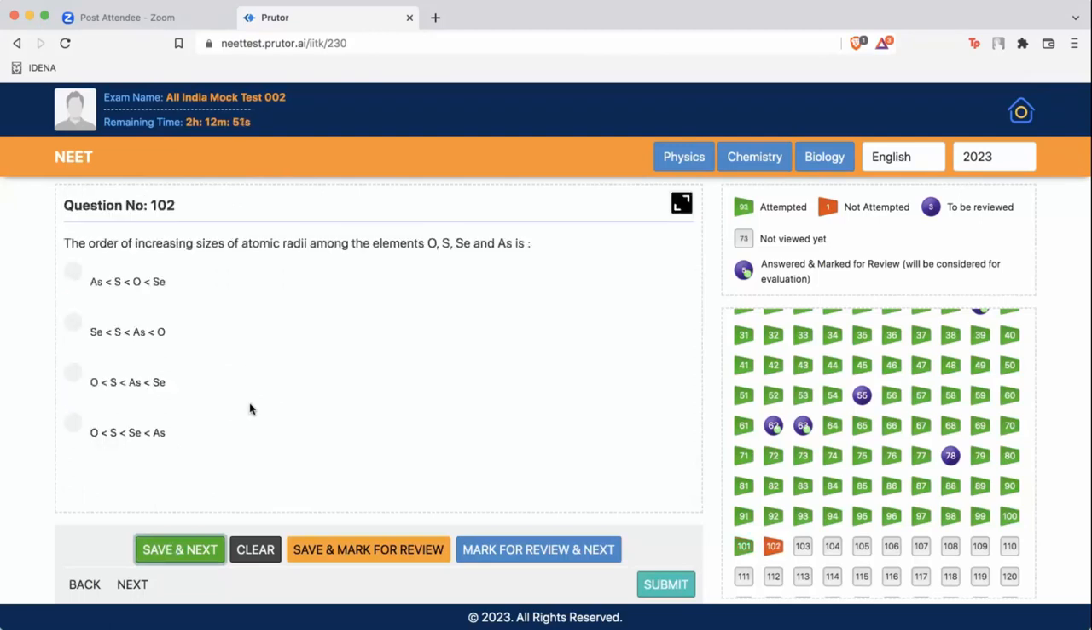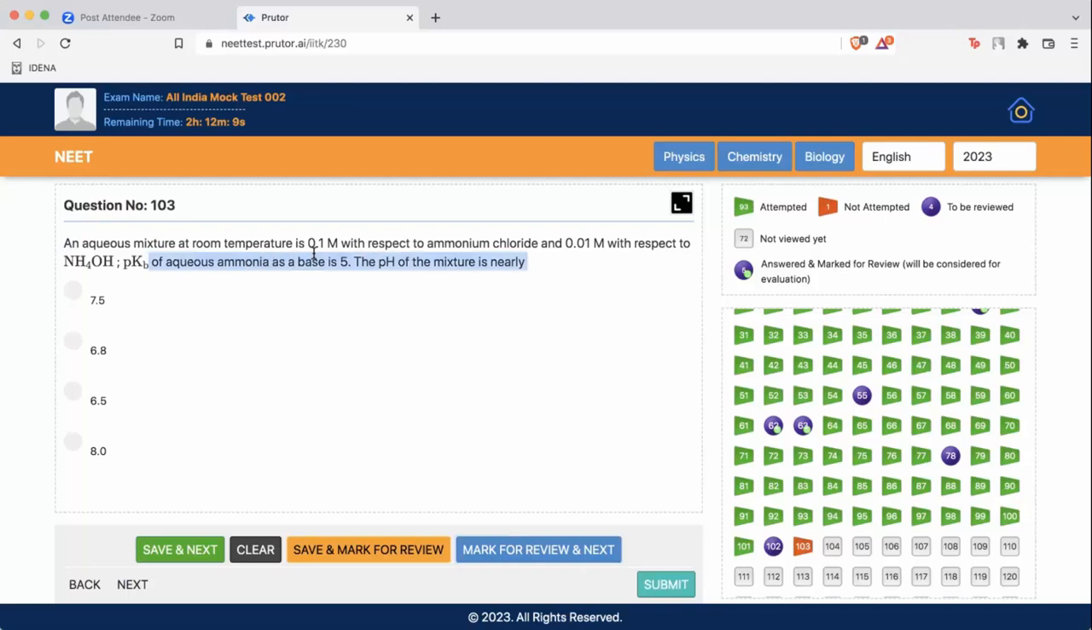The order of increasing size of atomic radii. So this is O, S, Se, Te, Po. Atomic radii increases down the group. Arsenic, sulfur. Okay, we'll come back to this later.